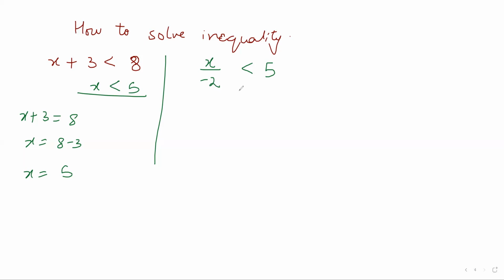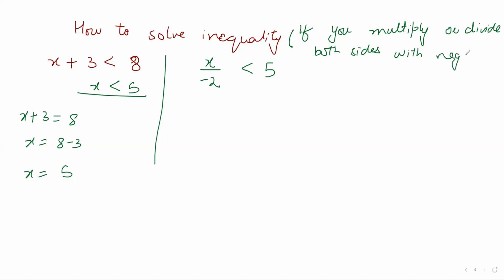If we need to solve this inequality, we need to remember one thing: the inequality sign will change if you multiply or divide both sides by a negative number. I'm writing it over here. If you multiply or divide both sides with a negative number, what will happen? Swap the inequality.